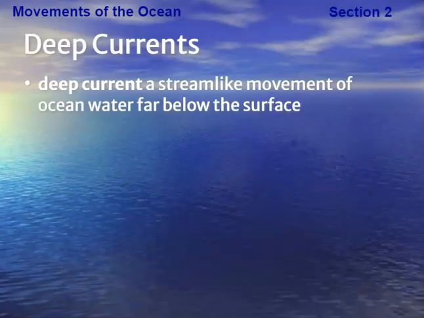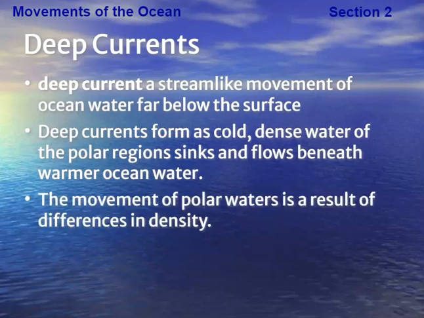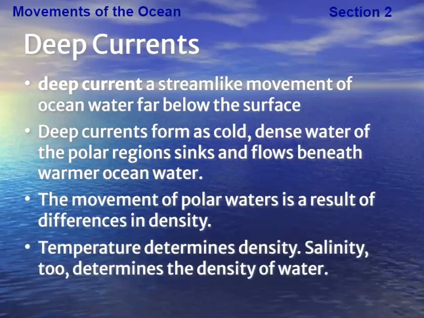Deep currents are movement of water as well. And this forms because of salinity differences in water. As we get very cold, dense water, it likes to sink. And so it sinks beneath the warm surface water. And the movement of polar waters is usually a result of differences in that density because of the salinity differences. Remember, density is a result of salinity and temperature differences. Remember that if we're colder water, we end up with a higher density. If we have more salt dissolved in that water, again, we have a higher density.